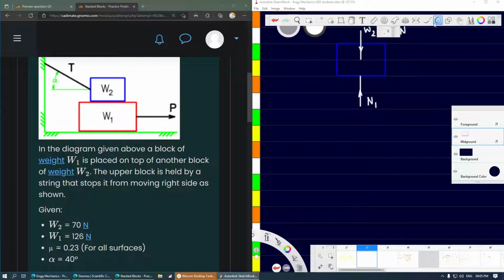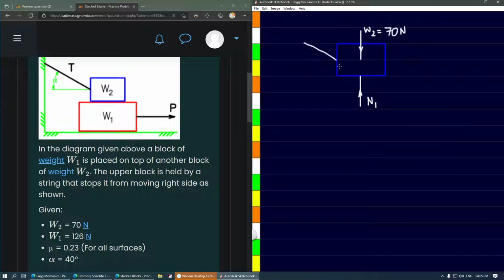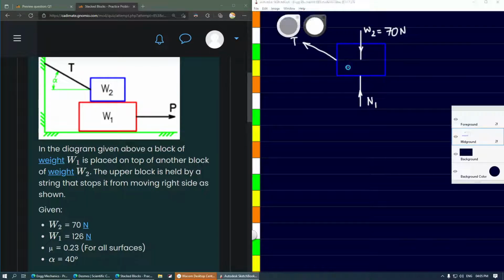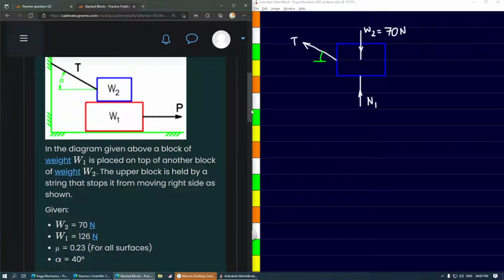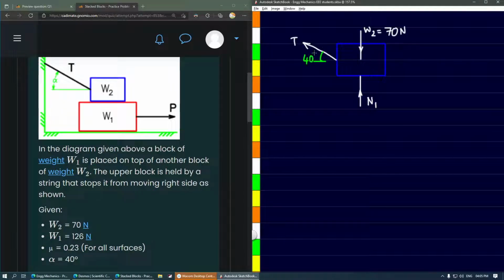And there is a force of tension acting up here, and that tension will be acting at an angle of 40 degrees, that is given here in the question. Of course, all these values will be different for every student, so whatever values are given to you, the same you need to use. Friction is going to stop the impending motion, which is towards left, and hence it's going to be acting towards right.